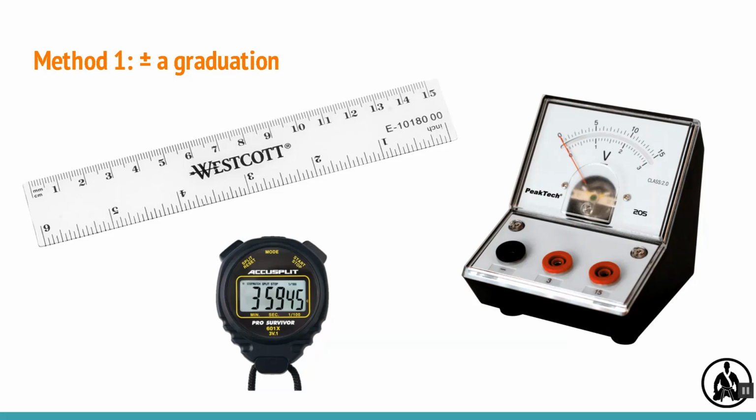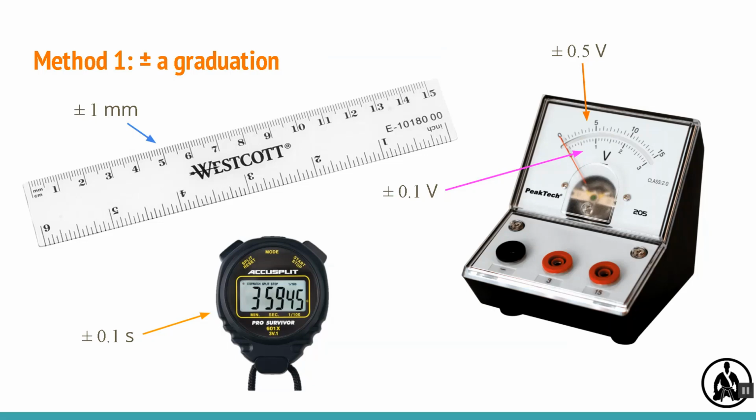So for using the top scale on the ruler there, the millimetre scale, we would estimate the absolute uncertainty of a measurement as plus or minus a millimetre. For the voltmeter, if we use the bottom scale, we would have plus or minus 0.1 volts, and if we use the top scale, plus or minus 0.5 volts there. And for the stopwatch, we typically take human reaction times to be 1/10 of a second, and we treat that as the graduation. So we estimate the absolute uncertainty of a stopwatch measurement typically as plus or minus 0.1 seconds.